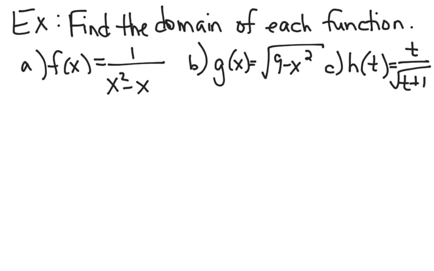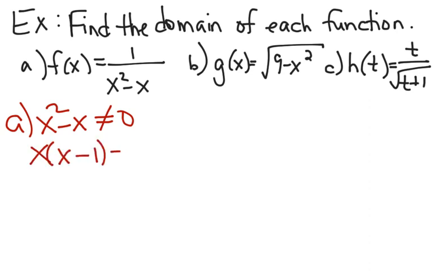So when you're finding the domain of something like part A, any number can be plugged in as long as it doesn't make the denominator of this fraction 0. So we're going to say that the denominator, x squared minus x, cannot equal 0. And in order to find out what values of x can make it 0, we're going to factor and solve using the zero product property. So I can factor out an x, and then I find out that x cannot be 0, and x cannot be 1.